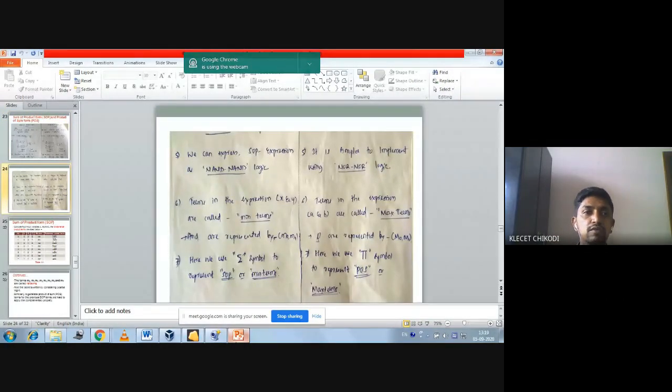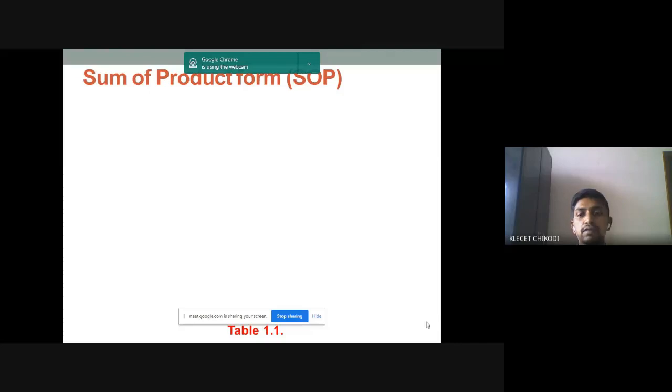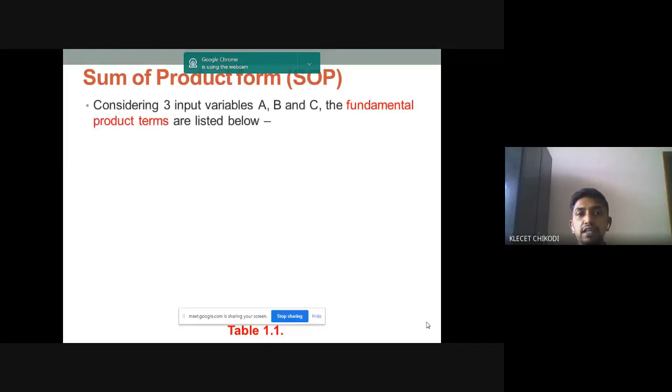Okay, we'll see the SOP function now. Fine, considering 3 input variables. For your logic circuit, I am considering 3 input variables, that is A, B and C. For those 3 input variables, the fundamental product terms are listed below.